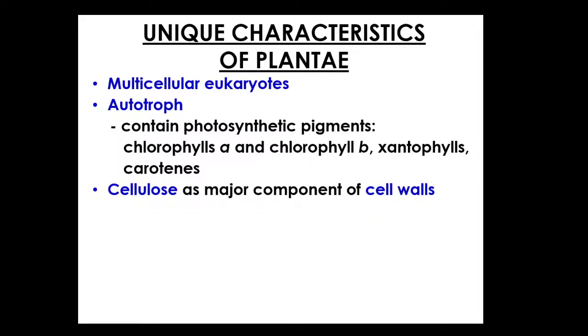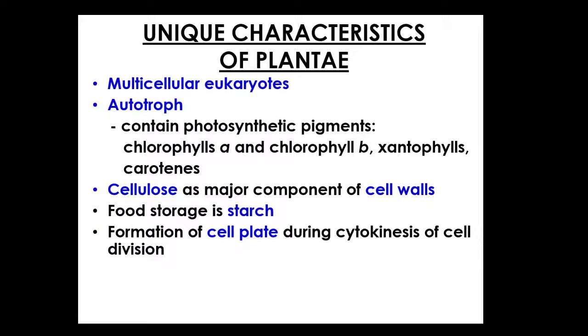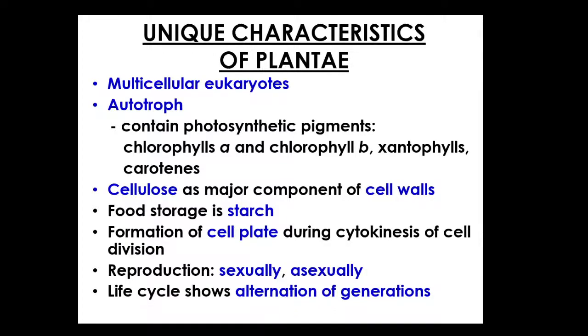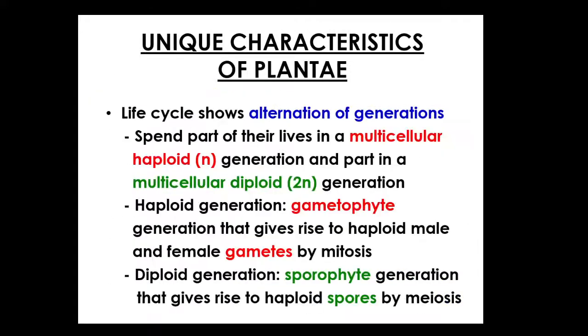They use cellulose as a major component of their cell walls. Their food storage is in the form of starch. And they form a cell plate during cytokinesis of cell division. If you remember when we learned about mitosis and meiosis last semester, we talked about animal cells forming cleavage furrows, but plant cells form a cell plate. And they can reproduce either sexually or asexually, some plants do both, and their life cycle shows alternation of generations.